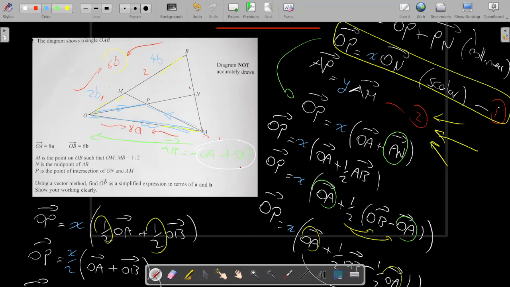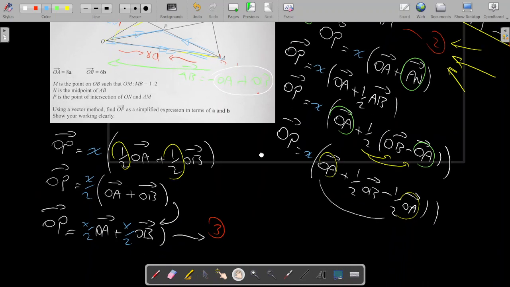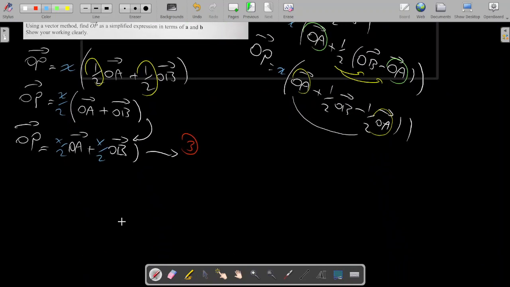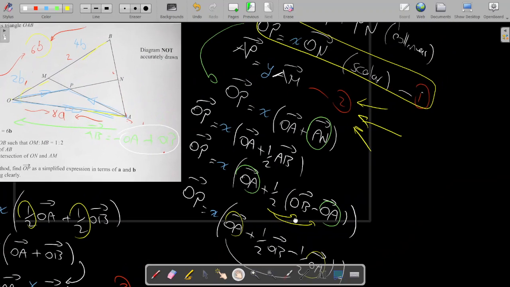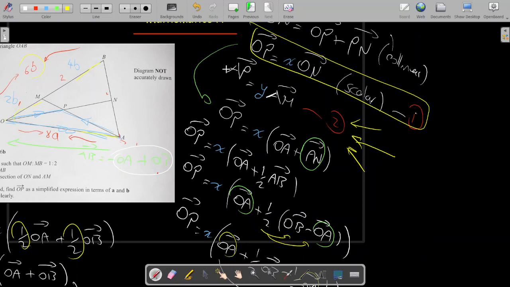You got the idea? So now I'm going to explain. I'm going to write it down here. I'm going to try to split this so you don't get lost. The OP now can be described in another way. It's going to be equal to OA plus the AP vector. Now the idea is that I can convert the AP vector here the same way. I can say that the AP is equal to y multiplied in AM.